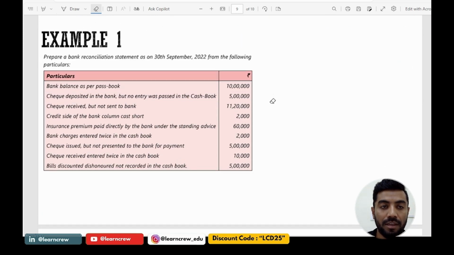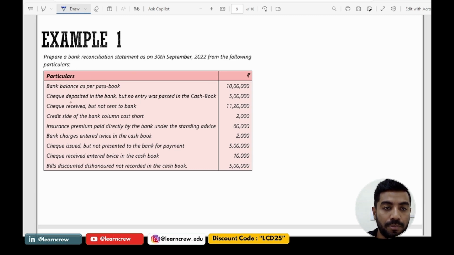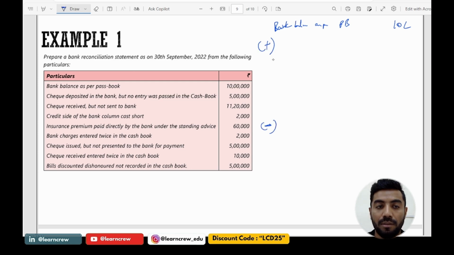We have example 1. Here the balance is given as per passbook. We'll take up the question here. Bank balance as per passbook is given as 10 lakh. We need to add certain items and we need to minus certain items. So we'll look into it one by one. What are those items?